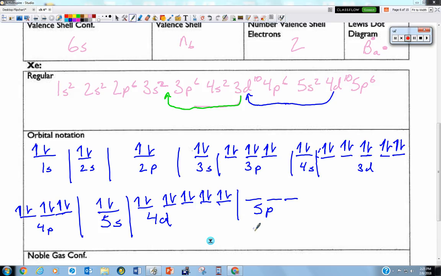All right, so we are at our last one here, and I just wanted to make sure that we followed all the rules. We filled from low to high, that's Aufbau. Every one that's filled has opposite spins. And now we come to our last one, Hund's rule. You're going to fill in all the up direction first, and then you'll fill in the down direction. And so that gives us the 5p6.